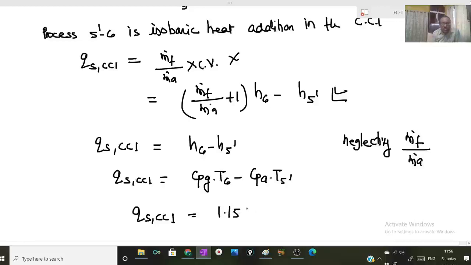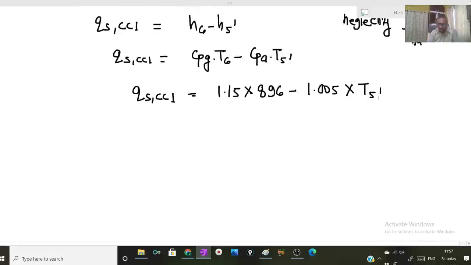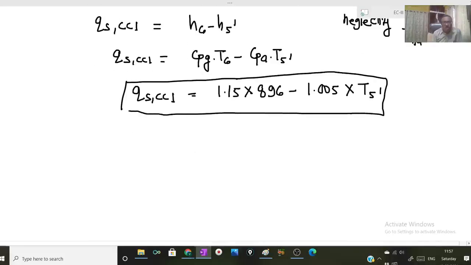1.15 is the CPG. T6 is 898 minus 1.005 into T5 dash. Now once again in this equation I don't have the value of T5 dash. So I will give this as equation number 3 and will move on to the next process.